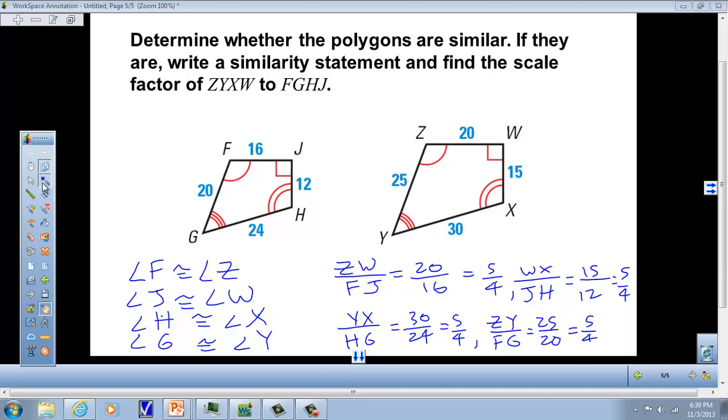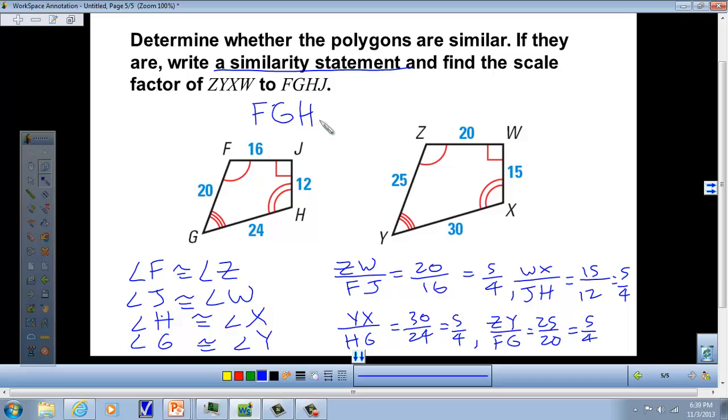We need to write a similarity statement. The similarity statement will be, we write F, G, H, J. And that's going to be similar. We have to go in the same direction for the second one. So that would be Z, and then Y, and then X, and then W. But you could have written it any number of ways. For example, I could have said F, J, H, G, and Z, W, X, Y. That would have worked just as well.